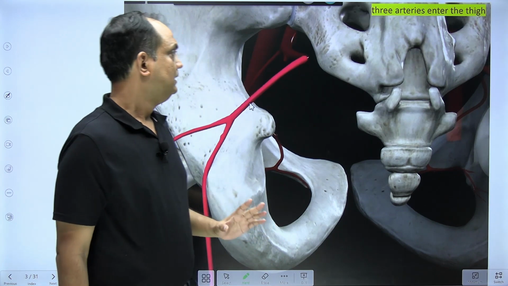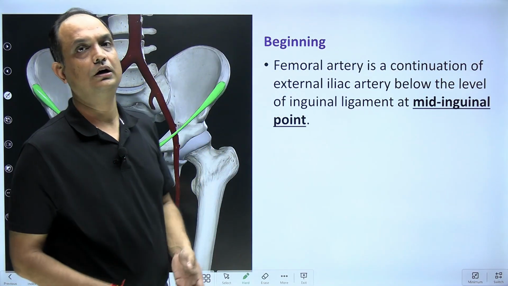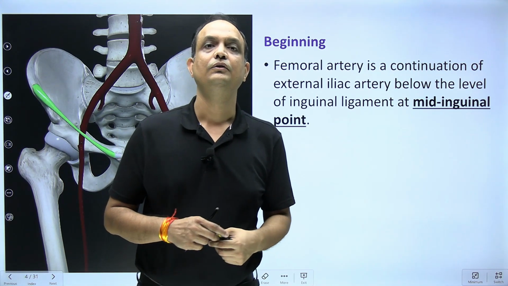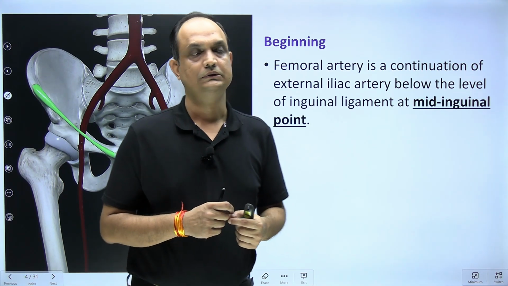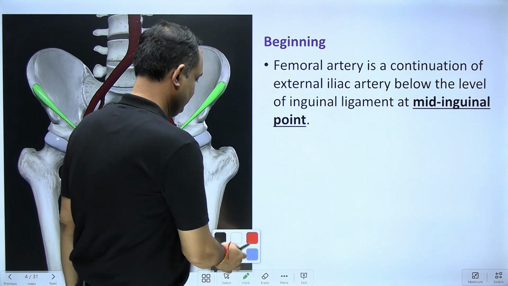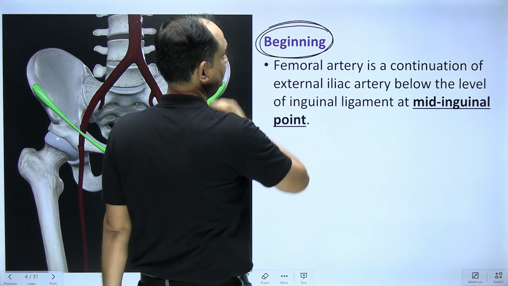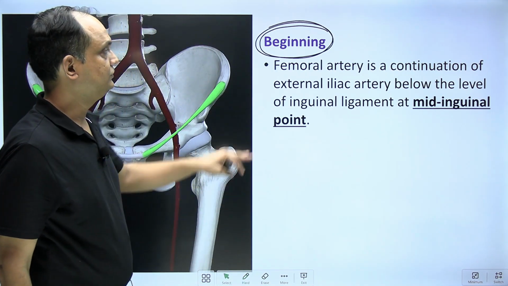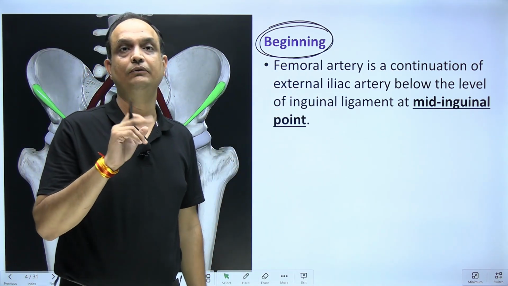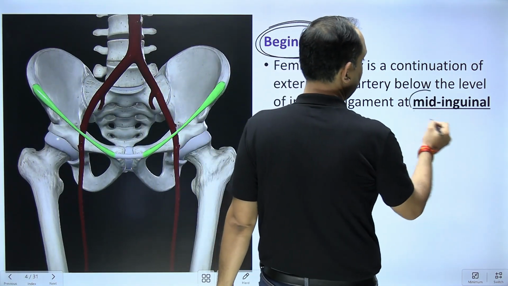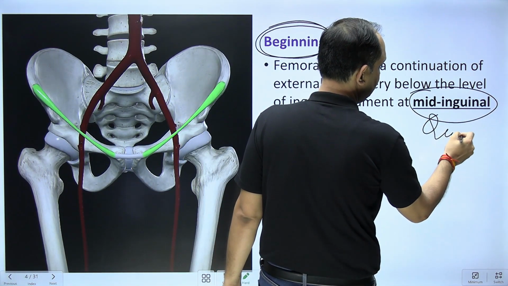Clear? Now when we talk about the femoral artery, the first question that comes is where the femoral artery starts from. That means what is the beginning point of the femoral artery? When we talk about the beginning point, it is a continuation of the external iliac below the level of the inguinal ligament at the mid-inguinal point. So my dear students, this is a question of your exam.